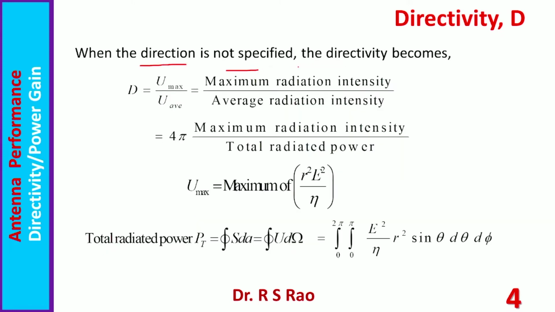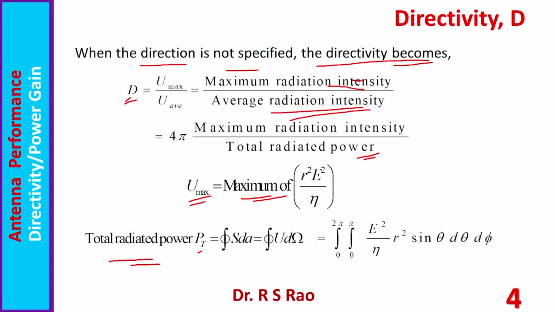When direction is not specified, the directivity becomes D is equal to U max by U average. Maximum radiation intensity by average radiation intensity is equal to 4 pi into maximum radiation intensity by total radiated power. But we know U max, the maximum radiation intensity, is the maximum of R square E square by eta. E square by eta is power density. When it is multiplied with R square, it becomes radiation intensity. Its maximum is U max.